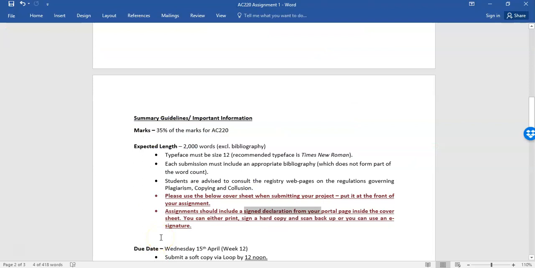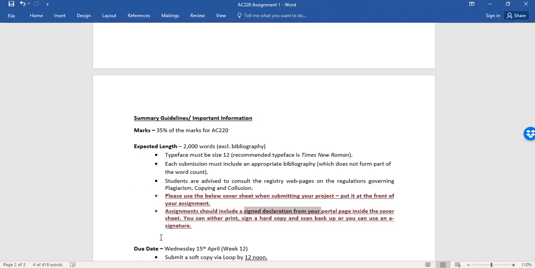If you don't have access to a printer, you can just use an e-signature. You can just Google e-signature, you can get one, or just sign it and type it and save it in. But I need a signed declaration form. It's important to confirm that this is your own work and that you have abided by plagiarism, etc. guidelines set by DCU. So whatever way you do it, I don't mind if it's an e-signature, if it's typed, if it's just copied in terms of fancy writing, or it's actually printed, signed and scanned back up.